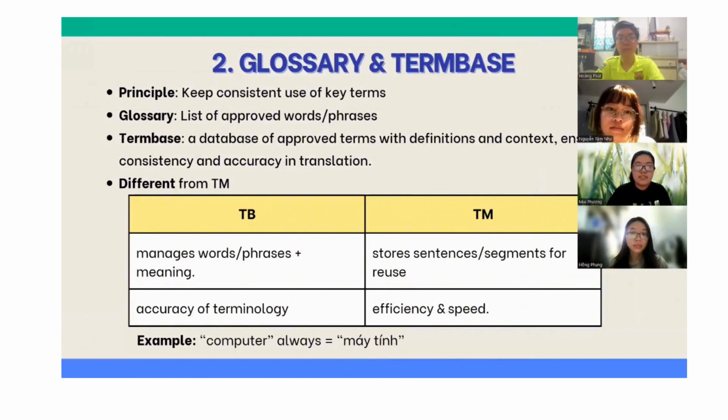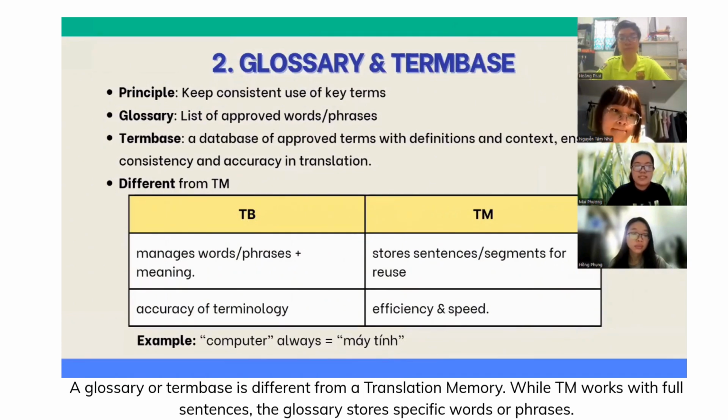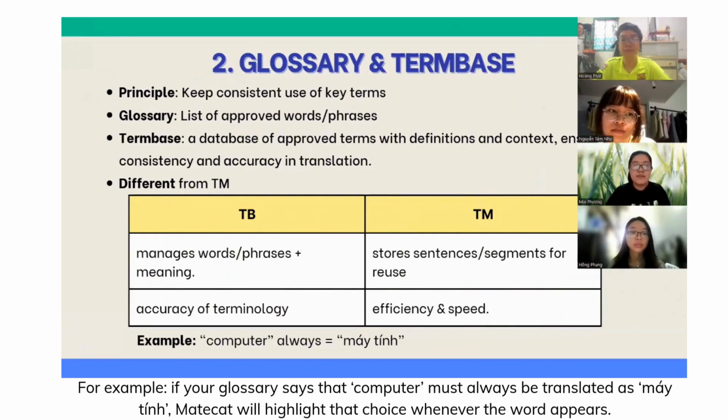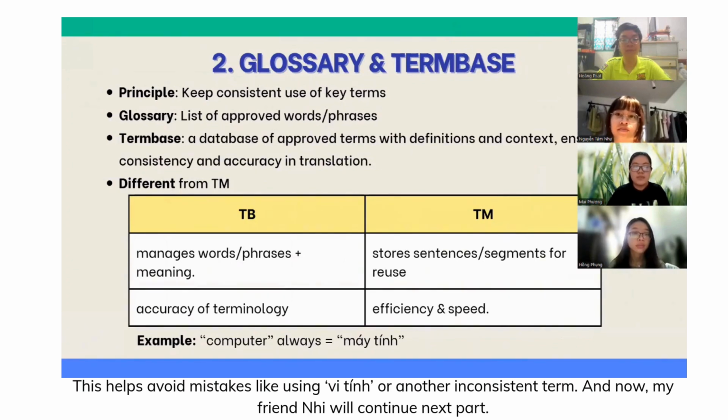The second one is glossary and terminology. A glossary or termbase is different from a translation memory. While a TM works with full sentences, the glossary stores specific words or phrases. For example, if your glossary says that "computer" must always be translated as "máy tính", Matecat will highlight that choice whenever the word appears. This helps avoid mistakes, like using "vi tính" or other inconsistent terms.